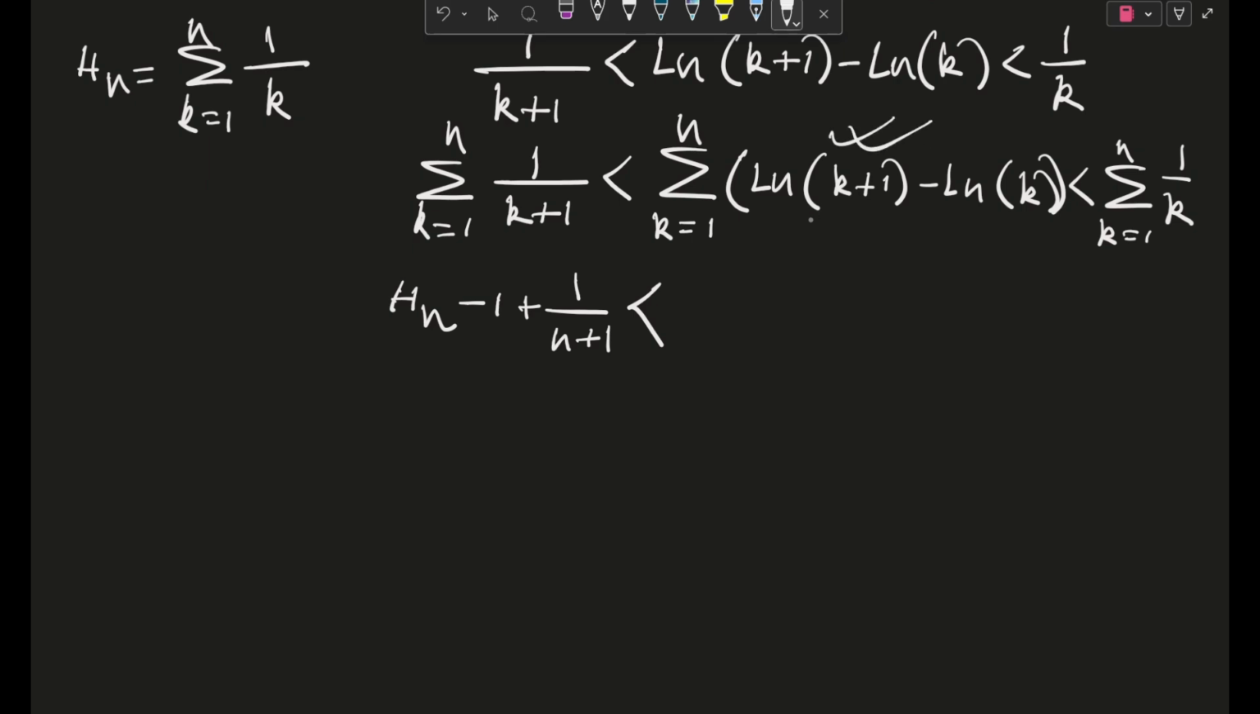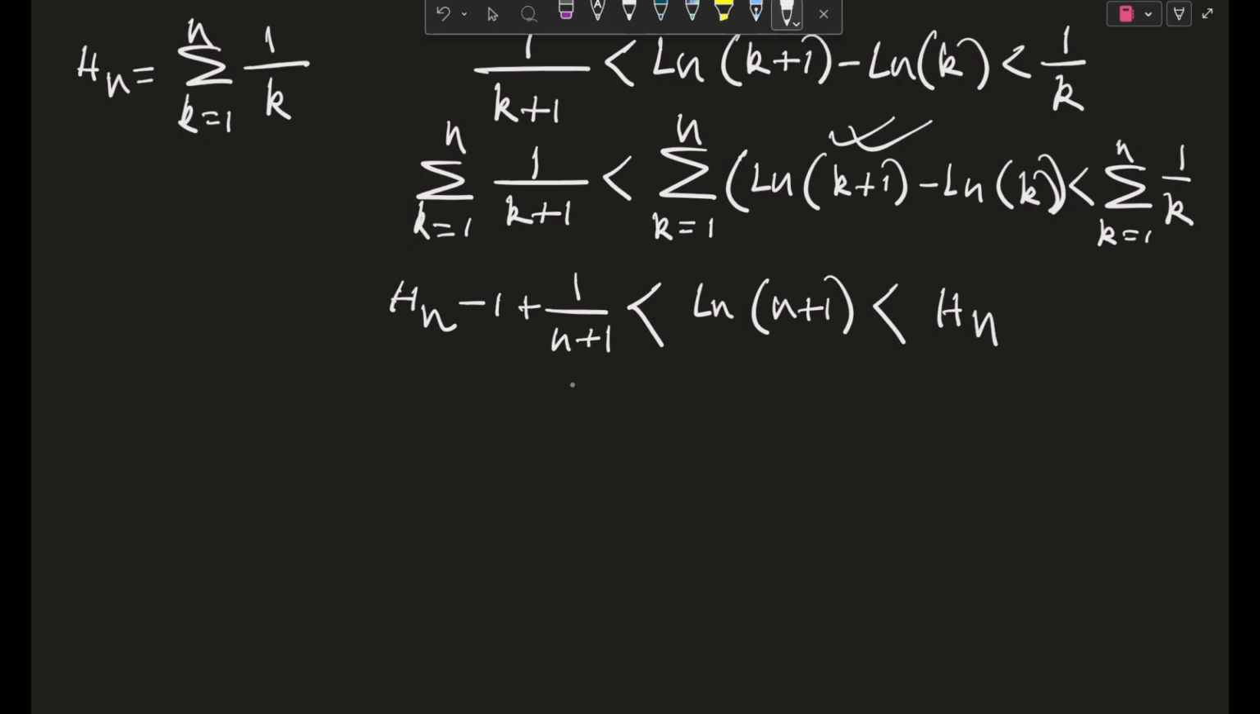I hope you have recognized it by now. ln 2 minus ln 1 plus ln 3 minus ln 2. So they keep getting cancelled like a telescopic series does. And at last we would have ln n plus 1 minus ln 1. So ln 1 is 0. So you will have ln n plus 1. And this thing is less than, this is directly your Hn.